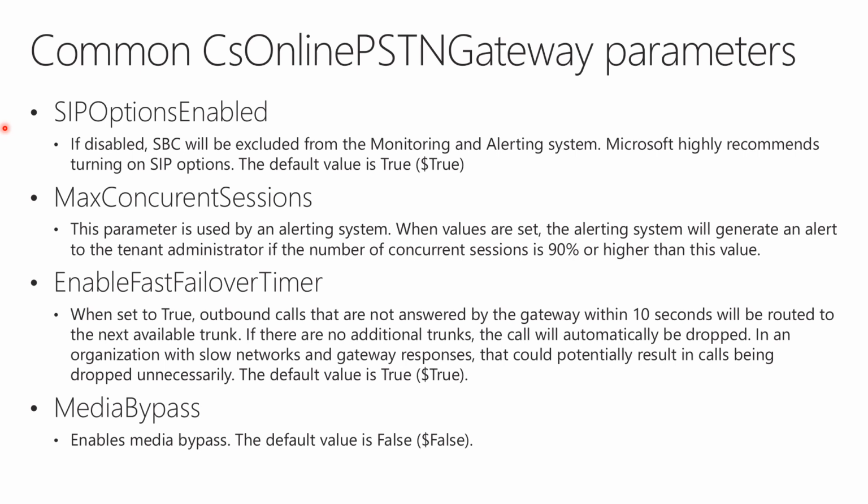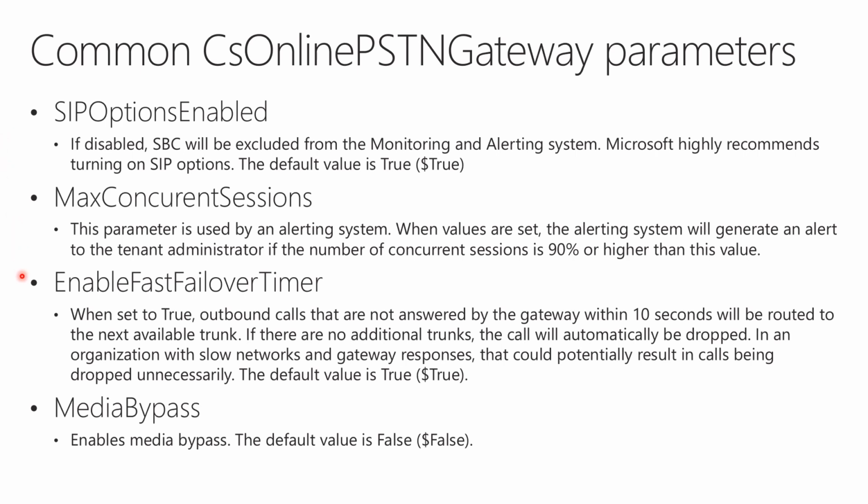Max concurrent sessions is another parameter that can be used by the alerting system, and it is great to align this to the maximum sessions that you configure on the session border controller. That way, if the number of concurrent sessions is 90% or higher than whatever this value is, you'll get an alert in the admin console to let you know that this gateway is nearing capacity.